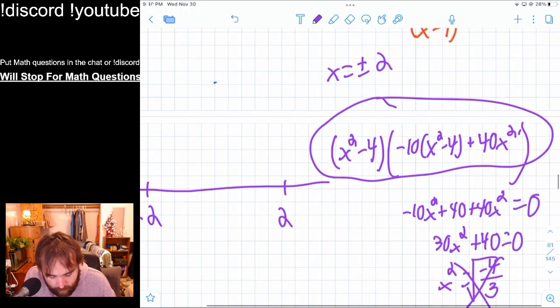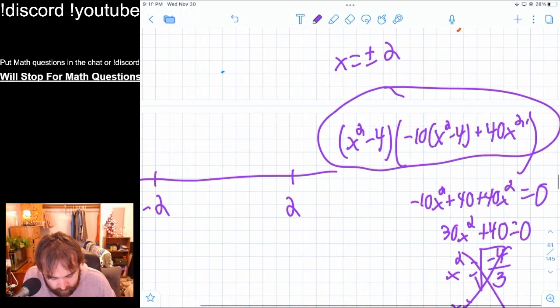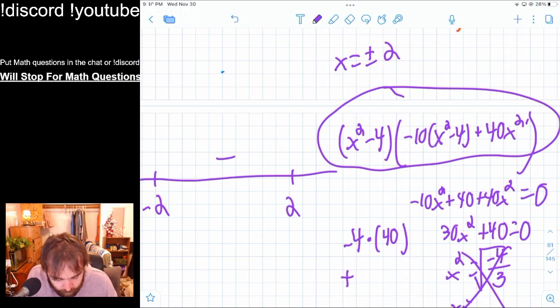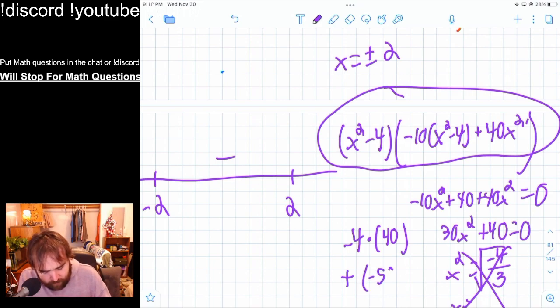So we're really just looking at the top here. When I plug in 0, I get -4 times, I'm going to actually write this down, -4 times 40, which is negative. So it's concaving down there. At somewhere like 3, this first part is positive, because it's like 9 minus 4. And then I'm actually going to do the math out. So you plug in 3 to the next part. 3 squared is 9, minus 4 is 5. So that's a positive number times negative 50, plus like a massive number, plus like 360. So this is going to be concaving up.